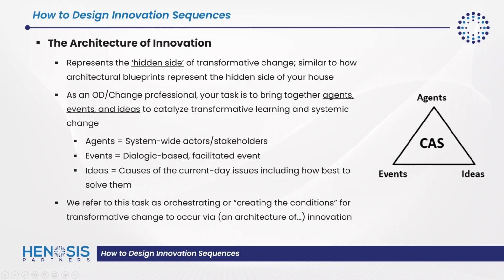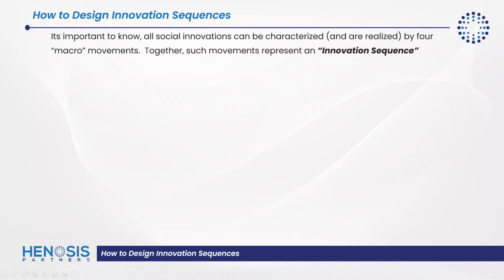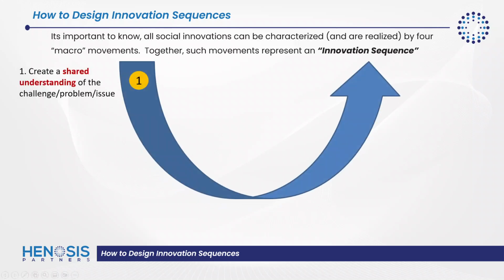We refer to this task as orchestrating or creating the conditions for transformative change to occur via an architecture of innovation. It is important to know that all social innovations can be characterized and are realized by 4 macro movements. Together, such movements represent an innovation sequence. The first movement is to create a shared understanding of the challenge, problem, or issue.